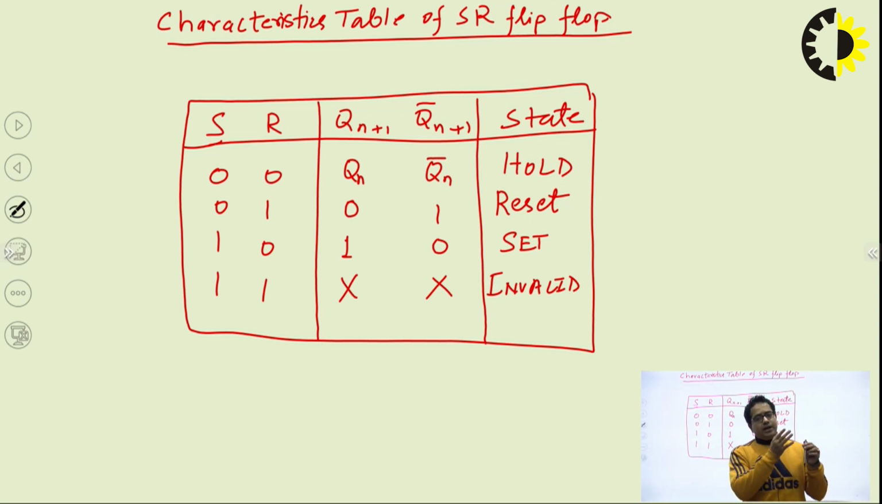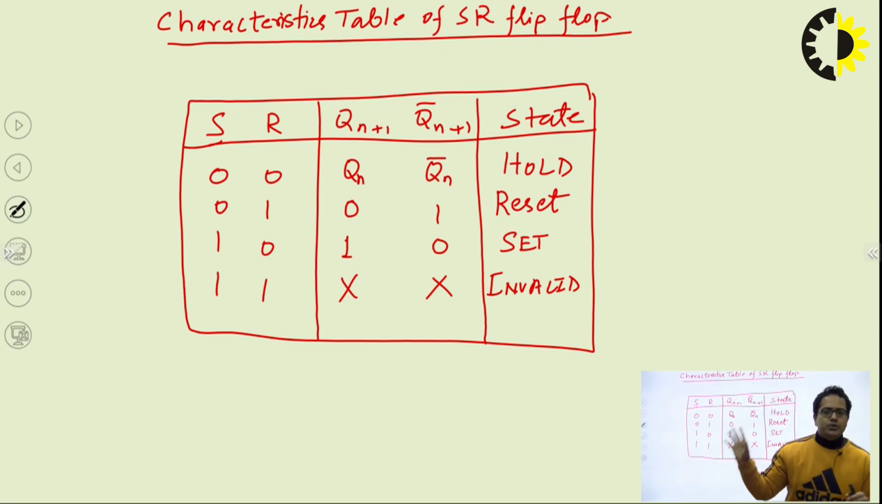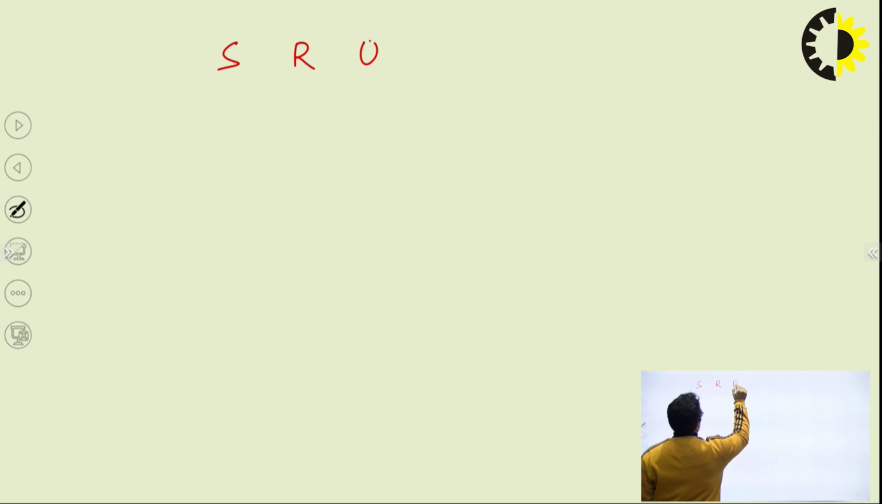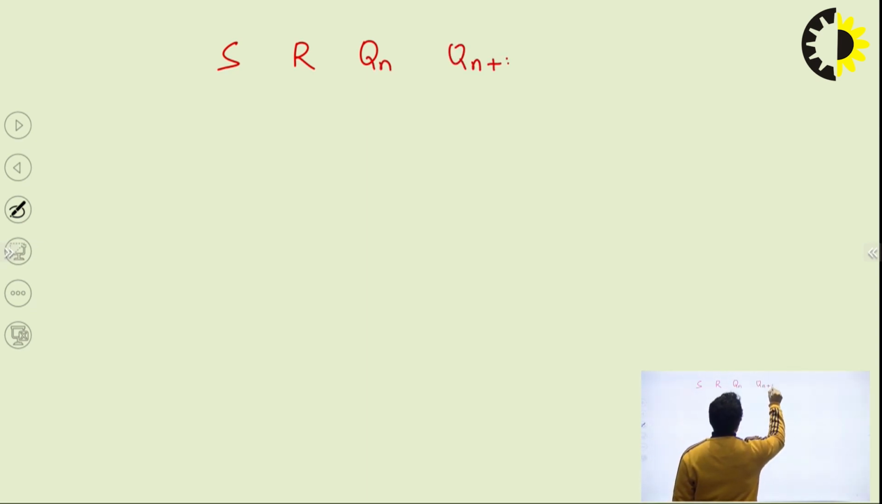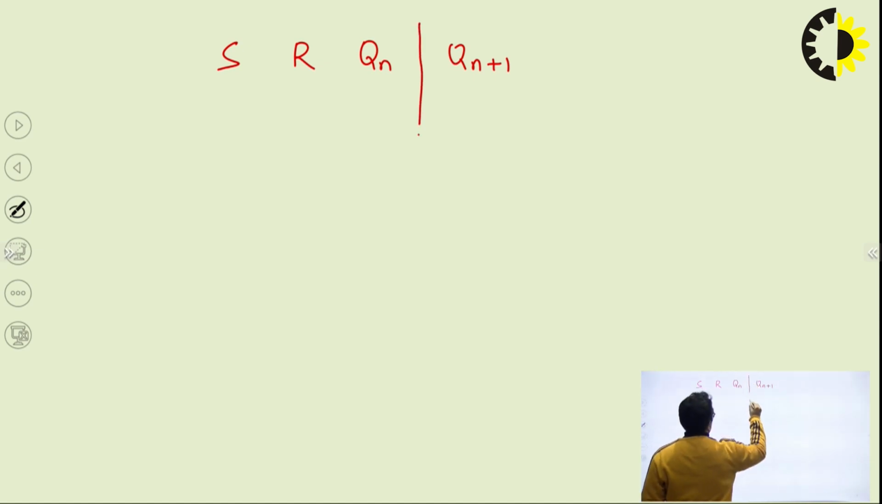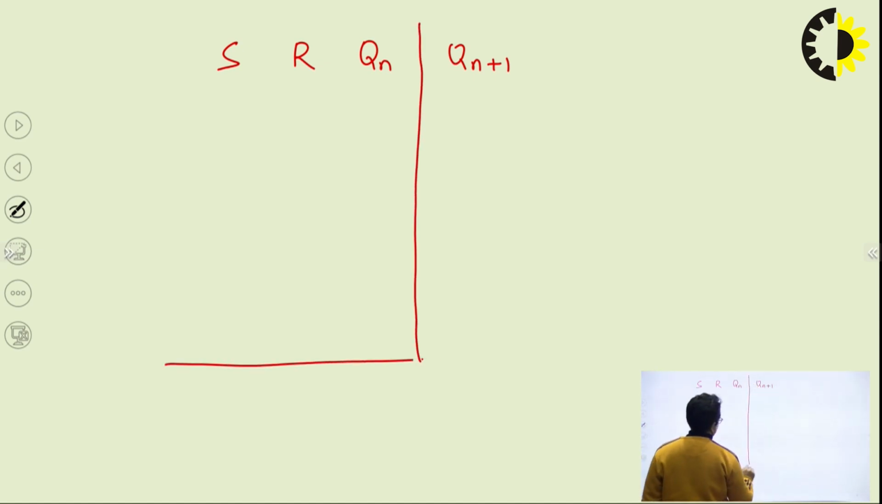So the entire input for the characteristic table will be S, R and Qn, and you will write the output for these three inputs. If you have 3 inputs, the combinations will move from 0 to 7. In this way we can easily draw the characteristic table. So now we are moving into the characteristic table. It is S, R and Qn and our final output, the present normal output. So we are going to draw the characteristic table between these three combinations.